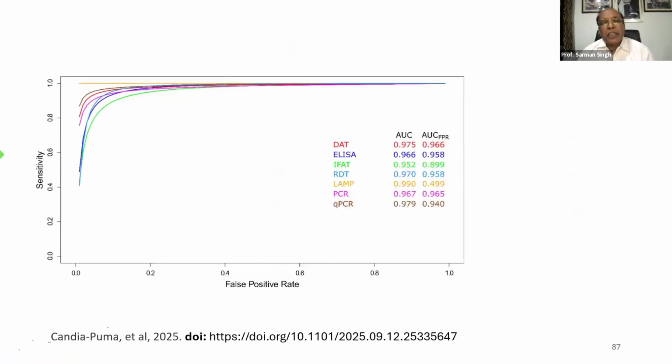So this is again a very recent review, from 2025, that I took from there, and they have compared various tests. Here you can see on the left side that almost all the lines merge about here, and they have a sensitivity of almost 99%, whether it is a good molecular test, or rK39 or KE16.